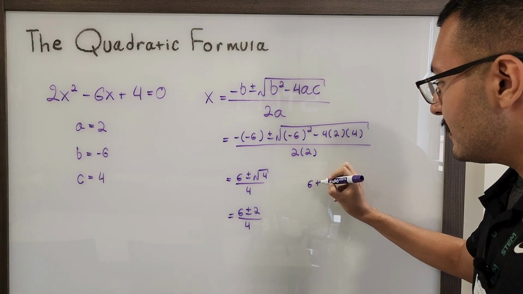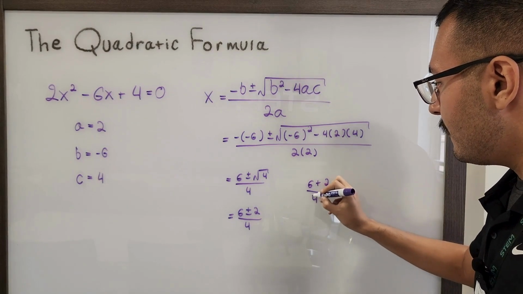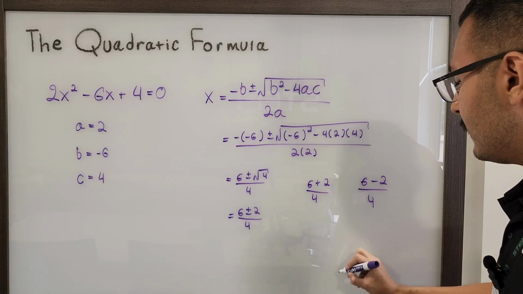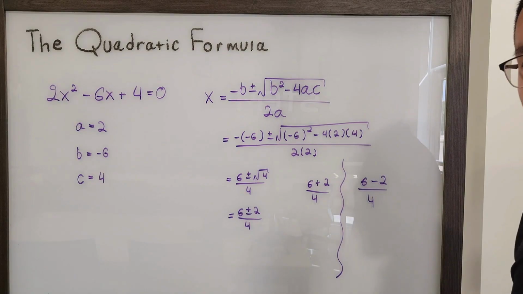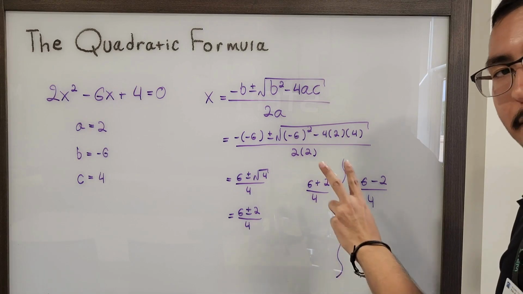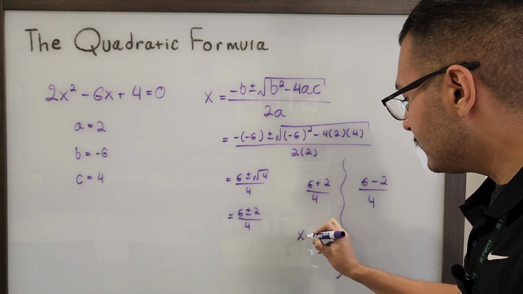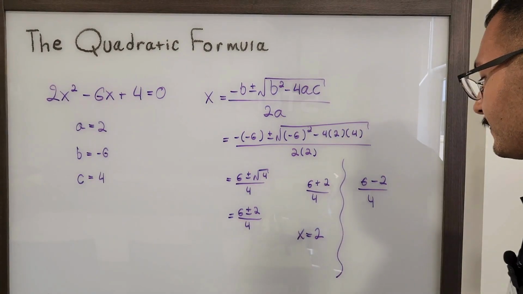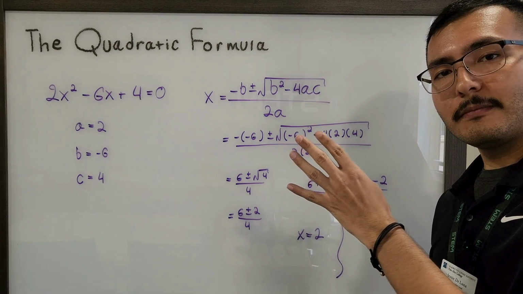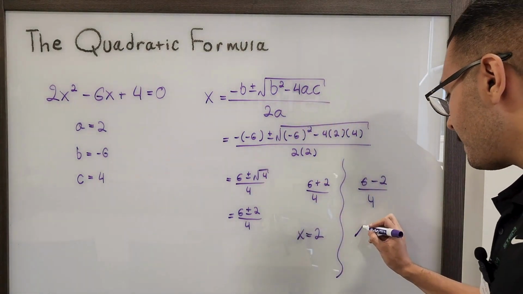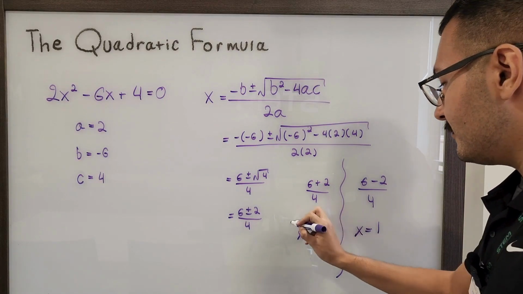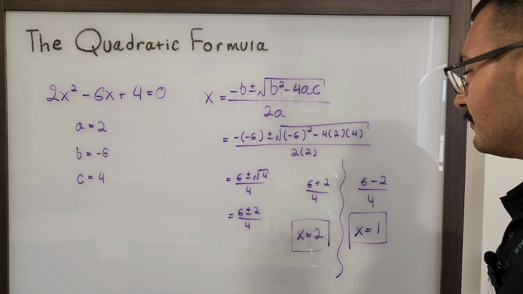I'm going to do 6 plus 2 over 4, and I will do 6 minus 2 over 4, because I'm going to get two different solutions there. 6 plus 2 is 8, and then 8 divided by 4 gives me 2. So I know that my first solution is 2. On the other hand, I have 6 minus 2, which is 4, and then 4 divided by 4 gives me 1. So this tells me I have two solutions, x equals 2 and x equals 1.